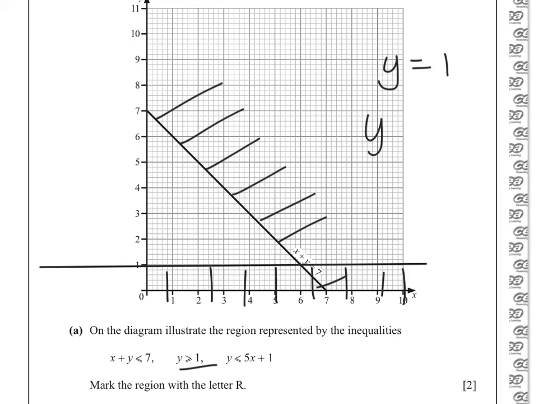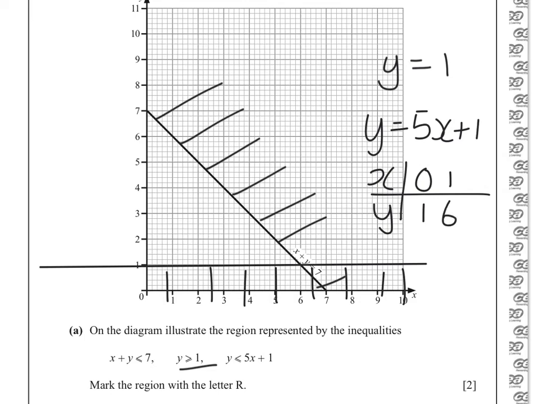We then want the line y equals 5x plus 1, so I need 3 points. When x is 0, y is 5 times 0 plus 1, which is 1. When x is 1, y is 5 times 1, which is 5, plus 1, which is 6. And when x is 2, y is 5 times 2, which is 10, plus 1, which is 11. So we want 0, 1, 1, 6, and 2, 11. So we need to draw a line through those 3 points. We want less than, so we want below the line, which means we shade out above.